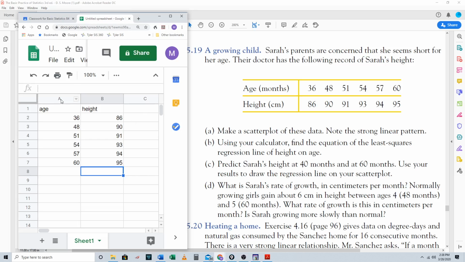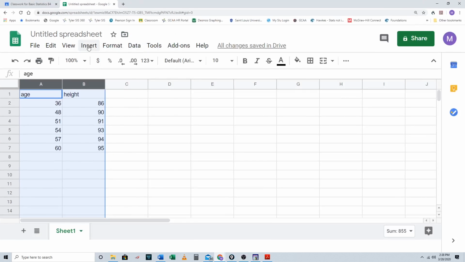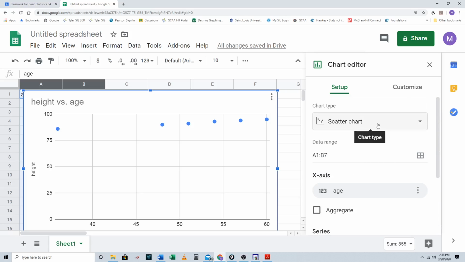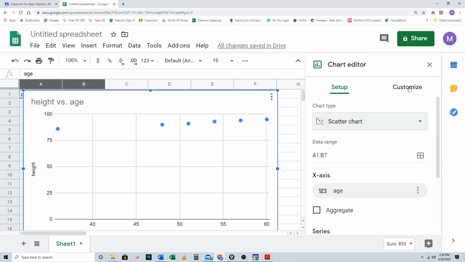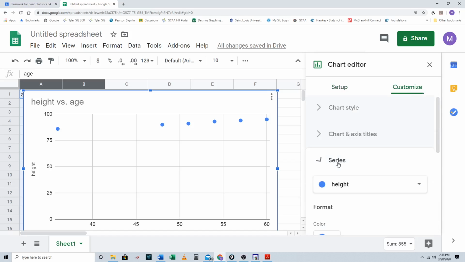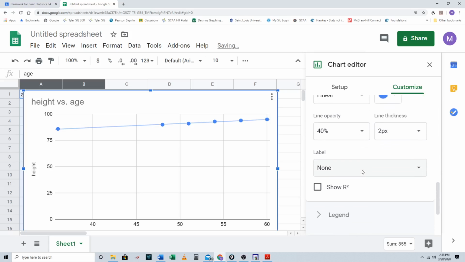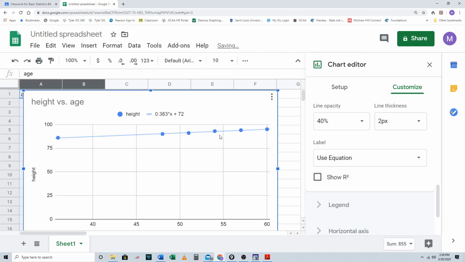Let's go ahead and insert our scatter plot. Again, the whole thing is we have to do the scatter plot. So insert chart, and again, it should come up as a scatter plot here, but if it doesn't, we go up to chart type and select scatter plot. So customize, we want to include the series, and under series the trend line, and then scroll down to the bottom again and label as use equation. That's what we wanted, the equation.